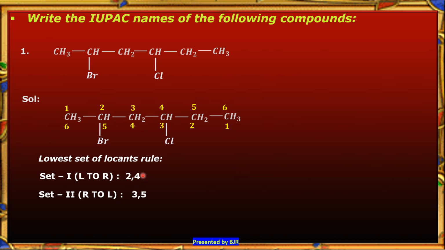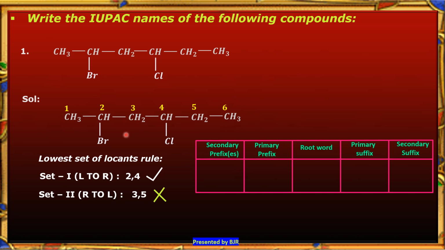That means you need not compare the remaining locants. At the first point of difference itself, 2 is less than 3. That means set 1 is lower than set 2. So numbering from left to right is the correct one. From right to left is the wrong one. So you remove them.